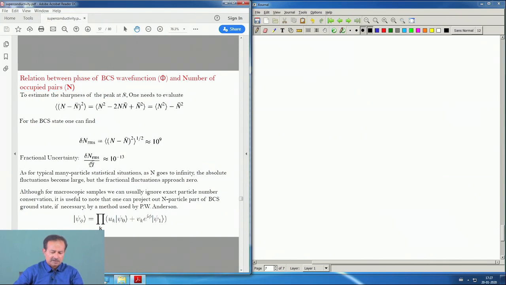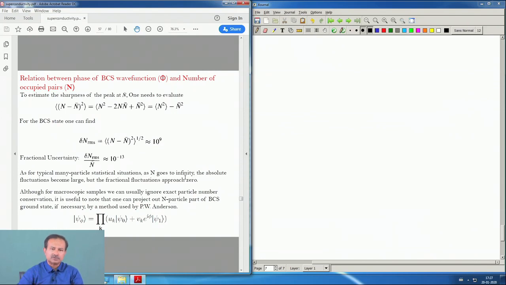Okay, and then you divide this by n, then you will have 10 to the minus 13. So this is a statistical situation in a many particle system. When n goes to infinity, for example, extremely large, this will go to 0, and 10 to the minus 13 is already for all practical purposes 0, and the fractional fluctuation goes to 0.